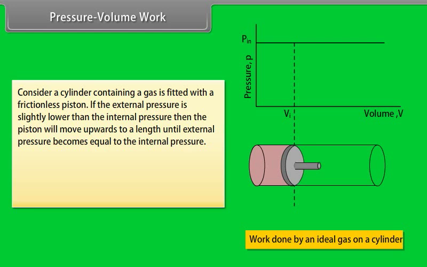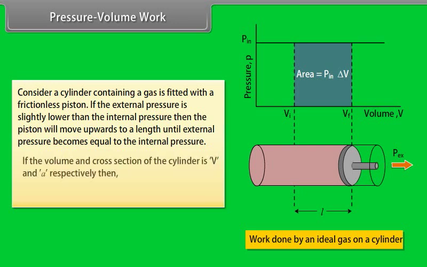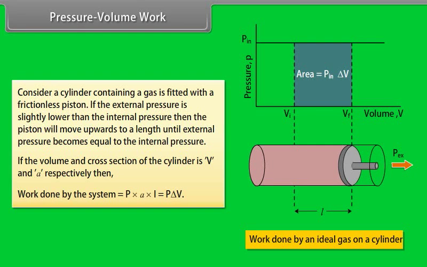Pressure volume work. Consider a cylinder containing a gas fitted with a frictionless piston. If the external pressure is slightly lower than the internal pressure, then the piston will move upwards to a length L until external pressure becomes equal to the internal pressure. If the volume and cross-section of the cylinder are V and A respectively, then work done by the system is equal to P into A into L, which is equal to P into delta V.